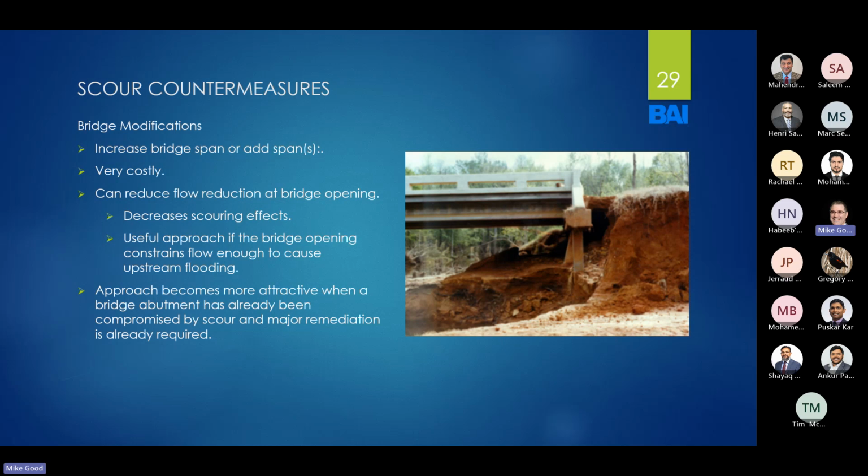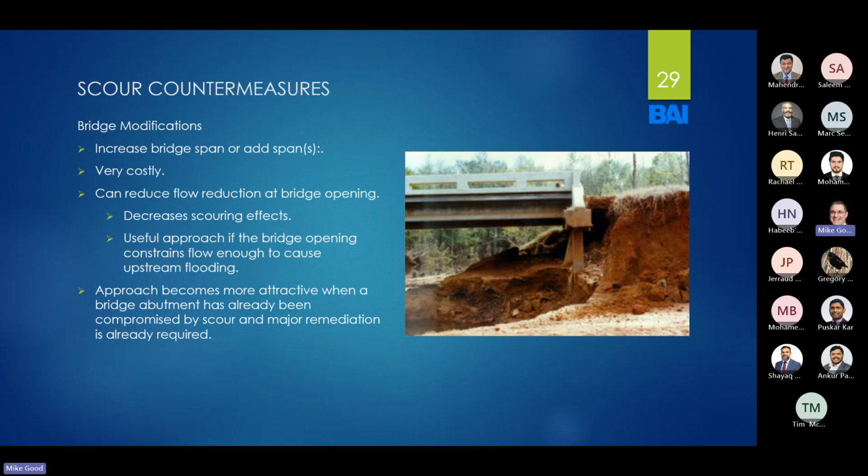You can reduce the flow constriction at a bridge opening. It decreases scour effects. It's useful if the bridge opening constrains flow enough to cause upstream flooding. So we can allow more water to get through the bridge and reduce upstream flooding this way.